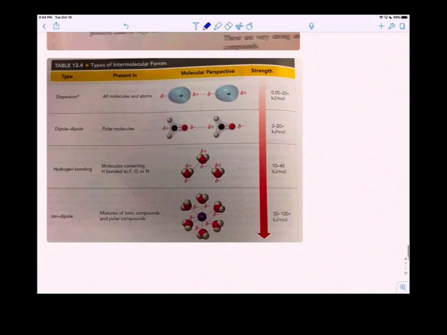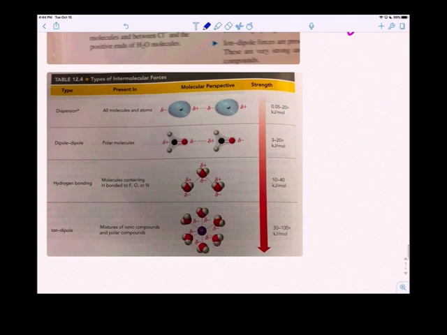So this chart explains the overview of things. The weakest is the dispersion forces. Then the next highest is our dipole-dipole forces. And then hydrogen bonding is a special dipole-dipole. And then the strongest force there is the ion-dipole. And that's just because you go increasingly in charges as you go down there. So that is it for now.